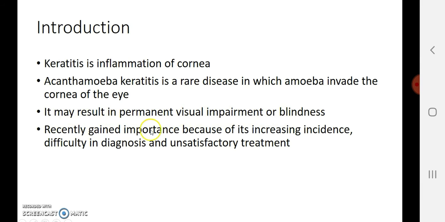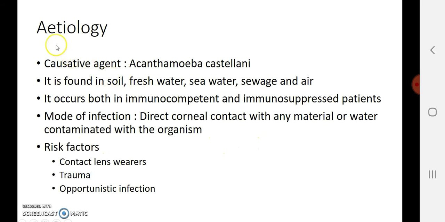It has recently gained importance because of its increasing incidence, difficulty in diagnosis, and unsatisfactory treatment. Now let us see about the etiology of Acanthamoeba keratitis. The causative agent of this disease is Acanthamoeba castellani. This organism is found in soil, freshwater, seawater, sewage, and air. Acanthamoeba keratitis can occur both in immunocompetent and immunosuppressed patients. The mode of infection is direct corneal contact with any material or water contaminated with the organism.